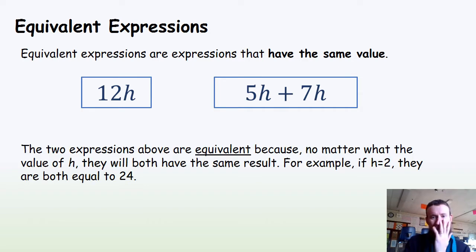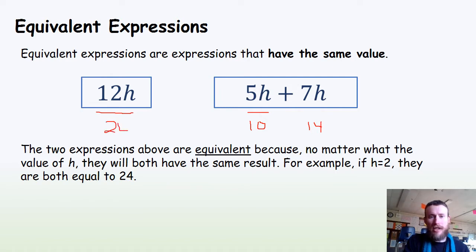These are going to be equivalent expressions because no matter what the value of h, they're going to have the same result. So if h is equal to 2, both of these expressions are 24. The 12h, that would be 2 times 12, so that's 24. And then here we do 5 times 2 is 10, and 7 times 2 is 14.